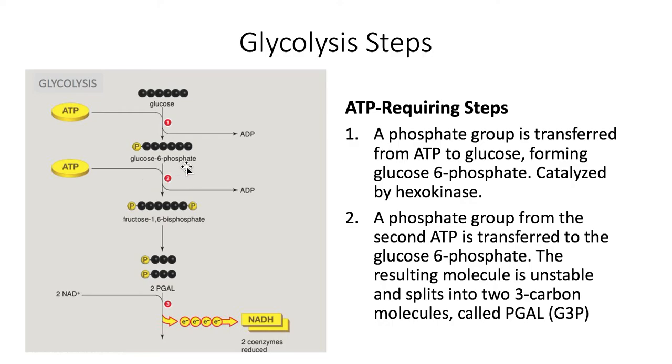The second step, we require another ATP, and we're going to take another phosphate group from that ATP, and we're going to make this fructose 1,6-biphosphate. Now this molecule is unstable. It doesn't like existing, so it's going to break apart into two other molecules, and those are two PGAL molecules. They're also known as G3P, and you saw these in photosynthesis. So we form two of these PGAL molecules. That's our second step of glycolysis.